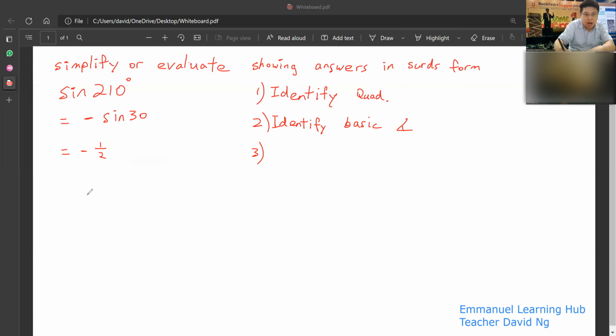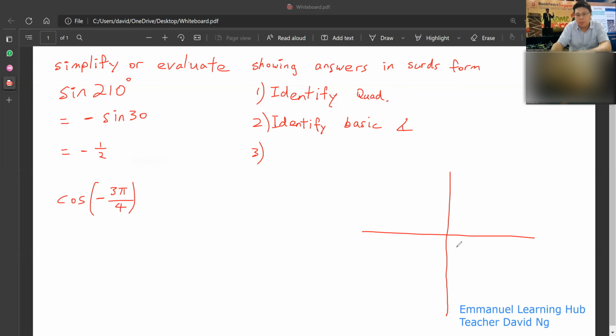Okay, another example. Cosine of negative 3 pi over 4. Identify the quadrant. Here to here is pi over 2, right? Pi over 2 is 2 pi over 4, isn't it? Now I have 3 pi over 4, because now you're working in radian mode.